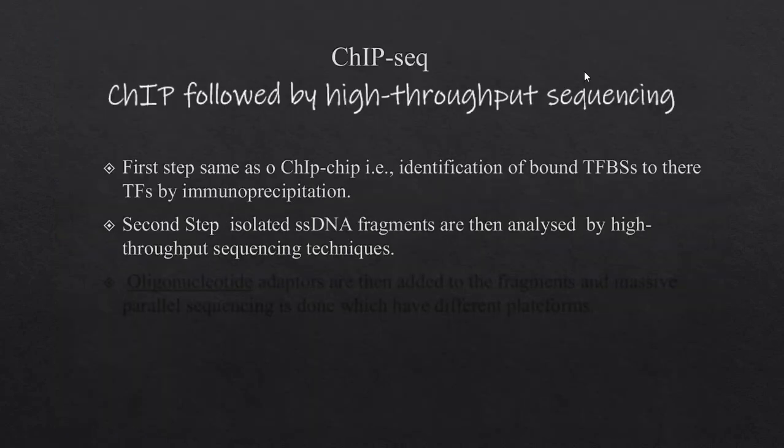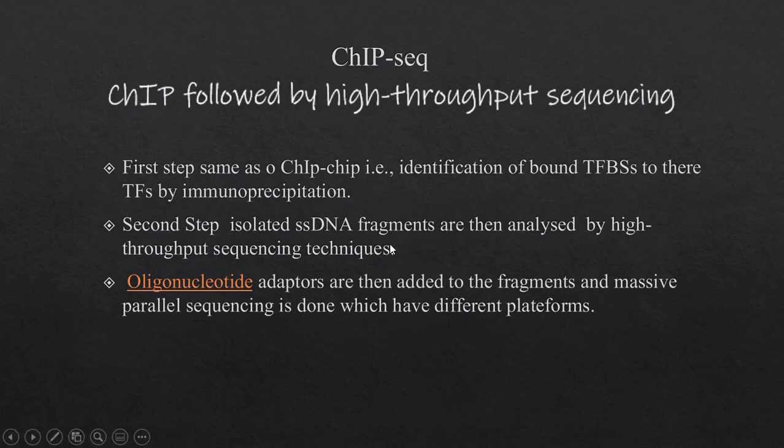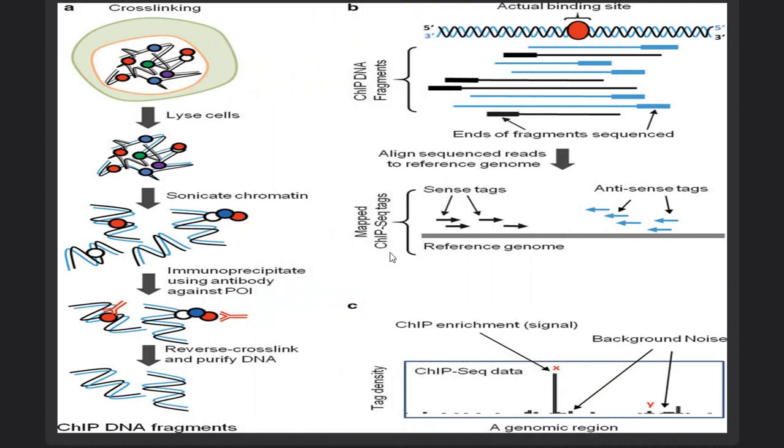Okay, isolated single-stranded DNA fragments are analyzed by high throughput DNA sequencing. Oligonucleotide adapters are used for this process. They are added to the fragments and massively parallel sequencing is done. So the first step is the same. The second step is massively parallel sequencing. I will not explain the massively parallel sequencing in this process.